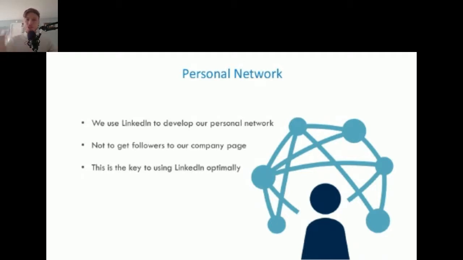I'm not saying don't have a company page. Have a company page, but don't focus on your company page. Focus on employer branding and personal profiles. You're going to get a lot more out of LinkedIn that way. And this is what I'm going to build this masterclass on.